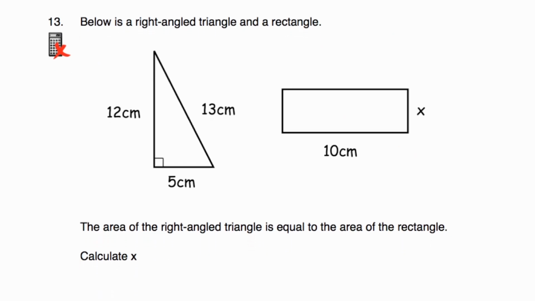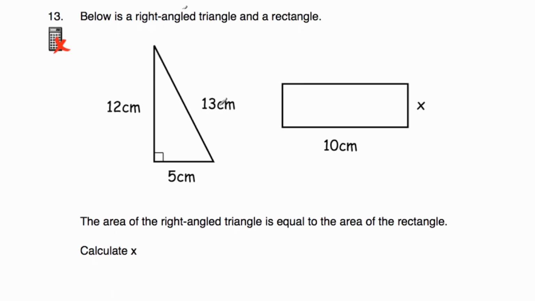Question number 13. So question number 13 says, below is a right angle triangle. So we've got a right angle triangle, which has got a base of 5 centimeters, a height of 12 centimeters, and this diagonal of 13 centimeters. And we've got this rectangle, which has got a length of 10 centimeters and a width of x.